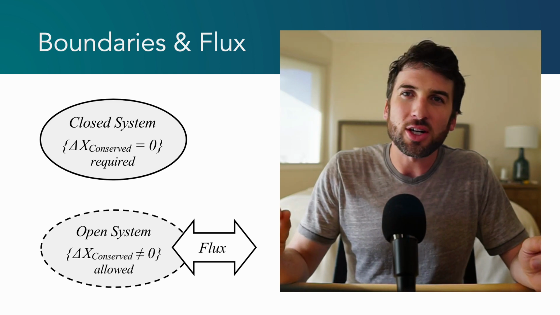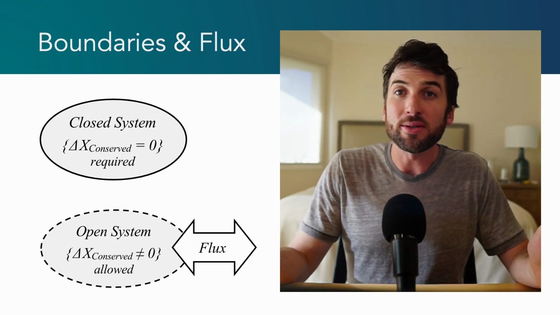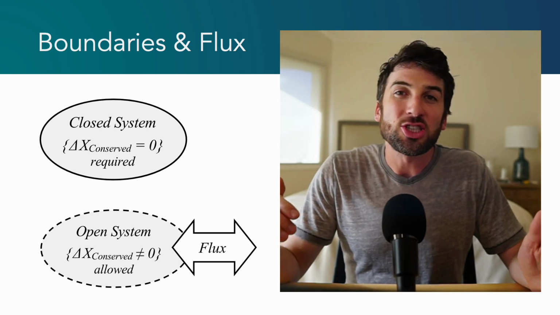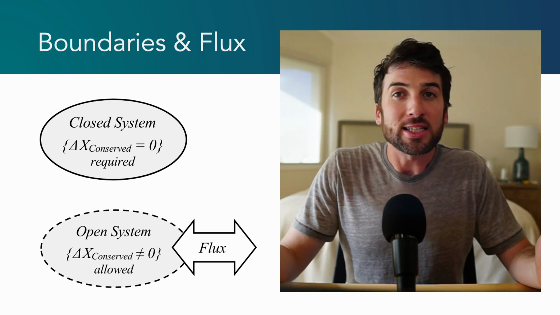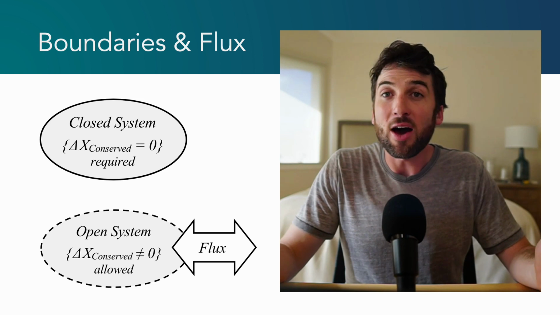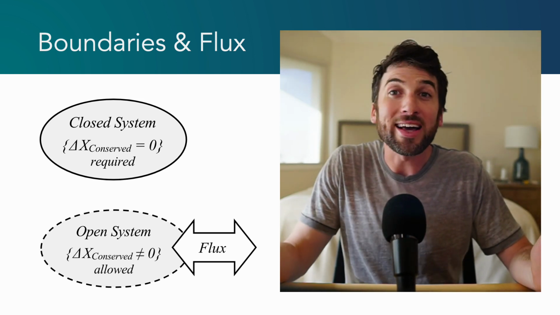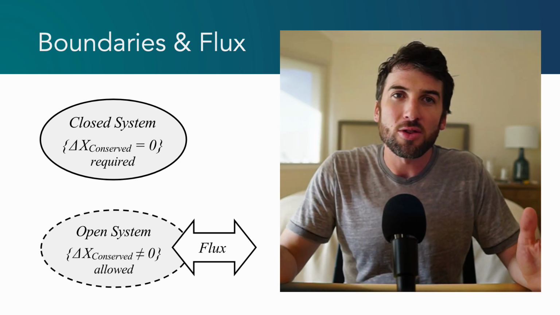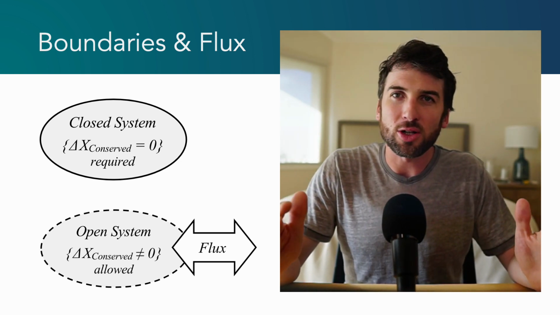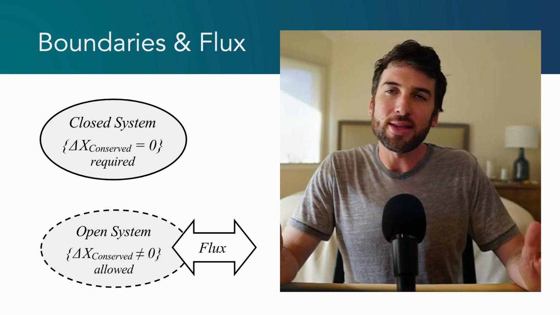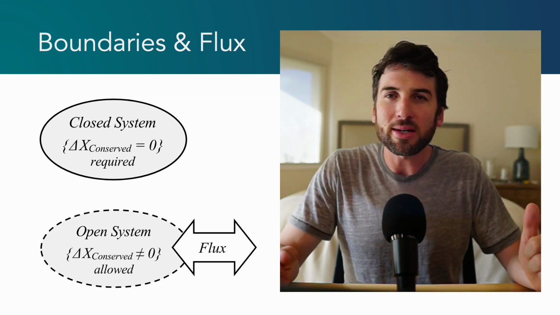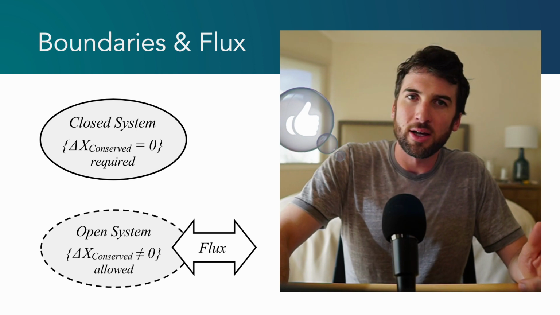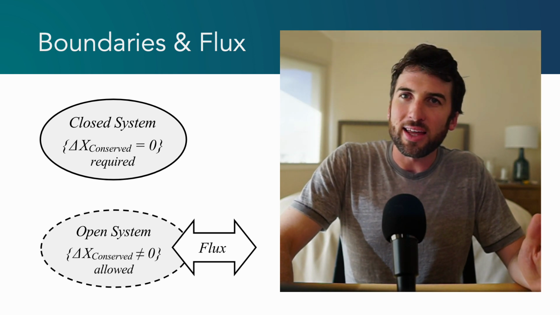Now, in contrast to a closed system, there can be an open system, and this allows a flux over a boundary. So change in conserved quantities can be allowed. The change can be not equal to zero. It can change in or it can change out. And so there are a lot of different properties between closed versus open systems, and this plays a key role in thermodynamics and even in studying ecosystems and engineering. So I wanted to highlight that.